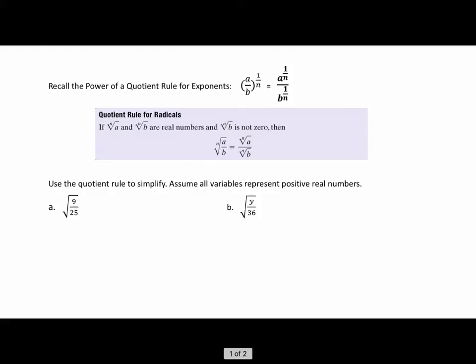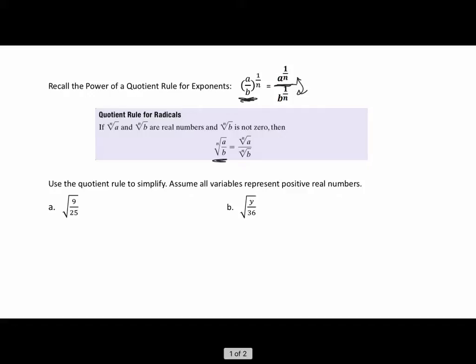Recall the power of a quotient rule for exponents. If you have a quotient raised to a power, then the numerator gets that power, the denominator gets that power. We could also go backwards, right? Start with the quotient where they have the same exponent, put them in a quotient with the same exponent. So that's what we can do with the quotient rule for radicals as well.